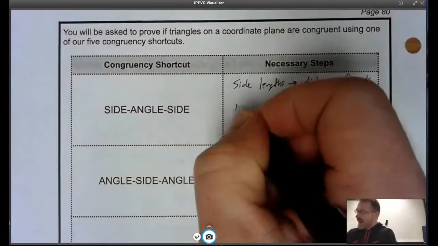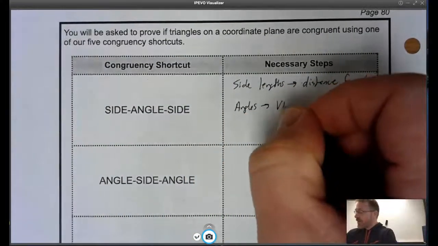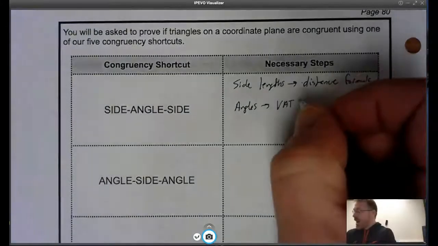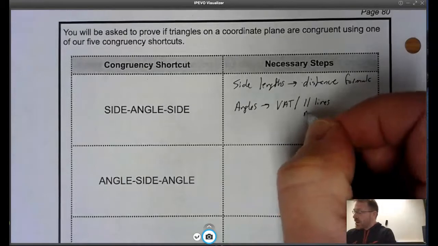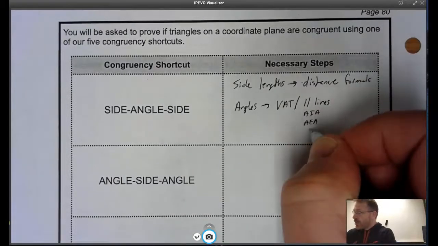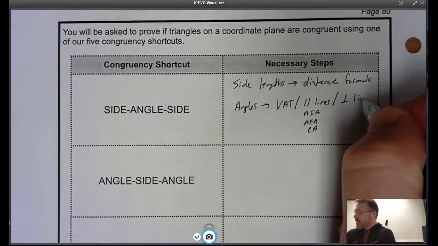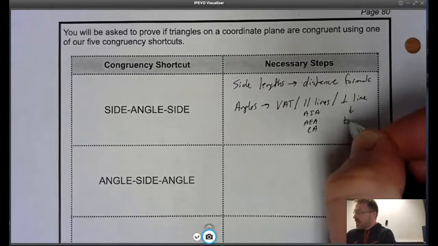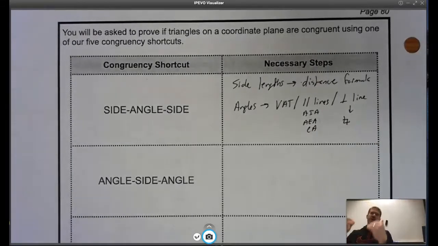When we think about angles, we have lots of different ways to find them. We have the vertical angle theorem. We can find parallel lines, and that leads to alternate interior angles, alternate exterior angles, and corresponding angles. We can show that we have perpendicular lines, and that shows us that we have right angles, which we know are congruent. So we're still going to do side-angle-side the same way, but once again, how do we get that information?